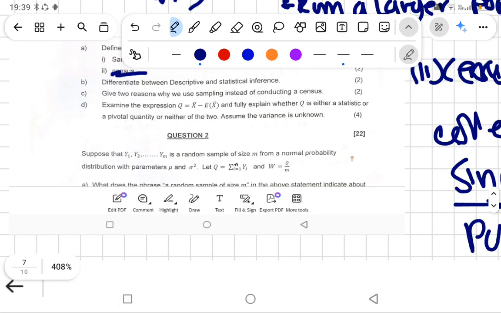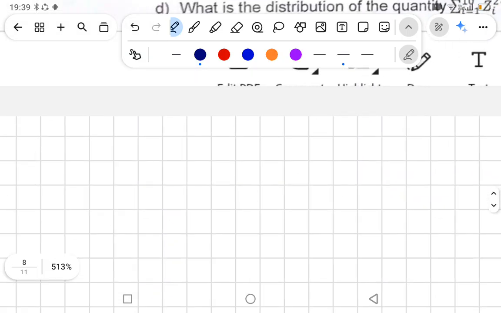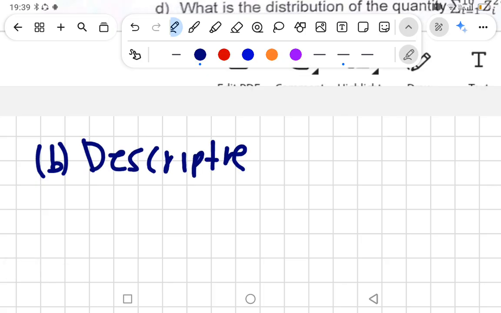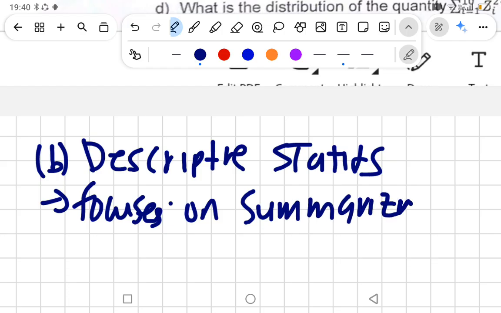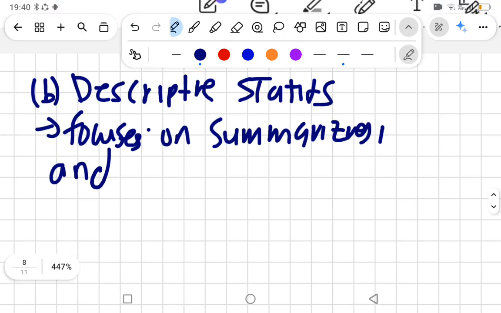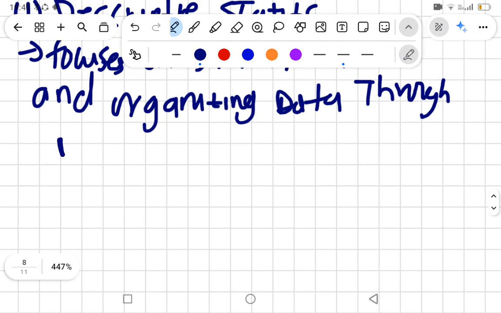Then they say differentiate between descriptive and statistical inference. So descriptive statistics focuses on summarizing and organizing data through numerical summaries.